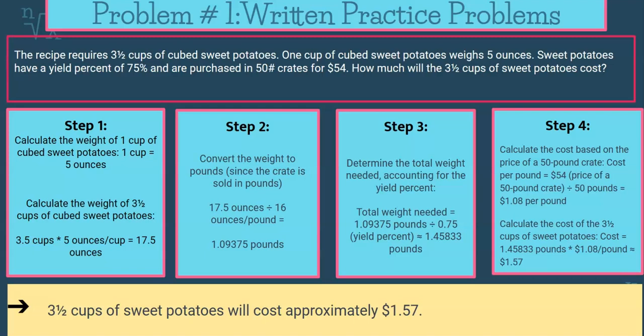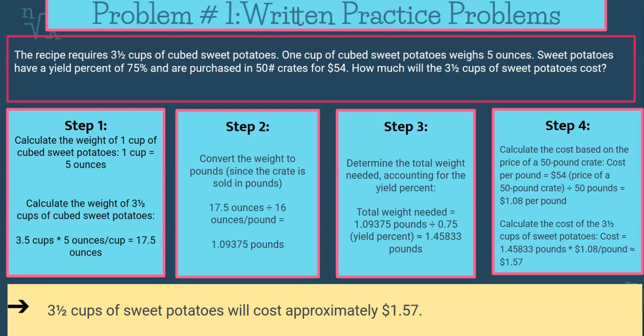All right, so step 1, you are going to calculate the weight of 1 cup of sweet potatoes. So 1 cup of sweet potatoes, as the problem says, weighs 5 ounces. And the reason why you are putting it into weight is because that's how you purchase them. Okay, so you're going to calculate the 3½ cups of cubed potatoes.